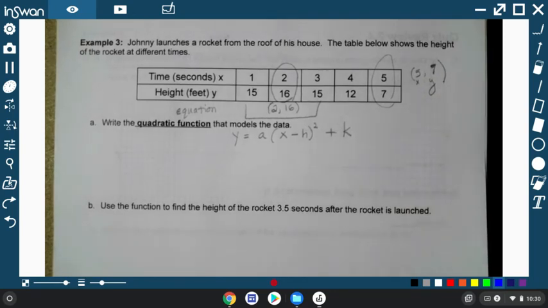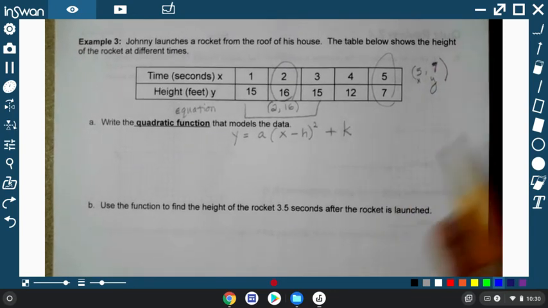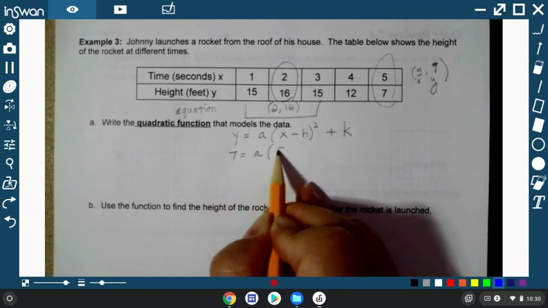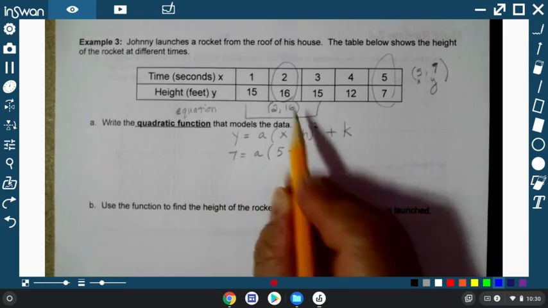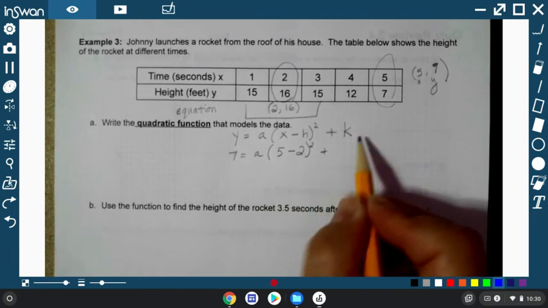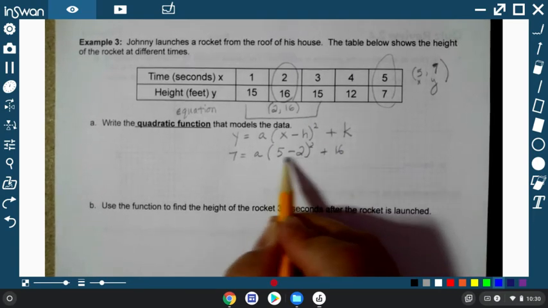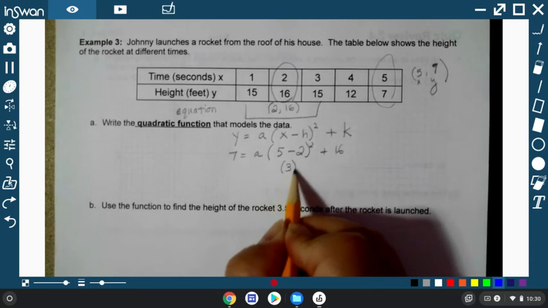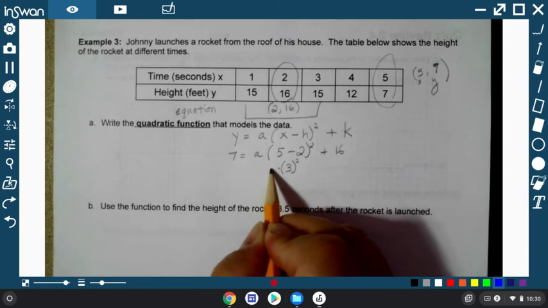Okay? Oh, that's a funny looking 7. All right, so here's y, 7. I don't know a. There's my x. My h is positive 2, so negative 2 goes in. And my k is 16. This time it's 3, so do be careful. 5 take away 2 is 3. I do need to square it before I multiply.